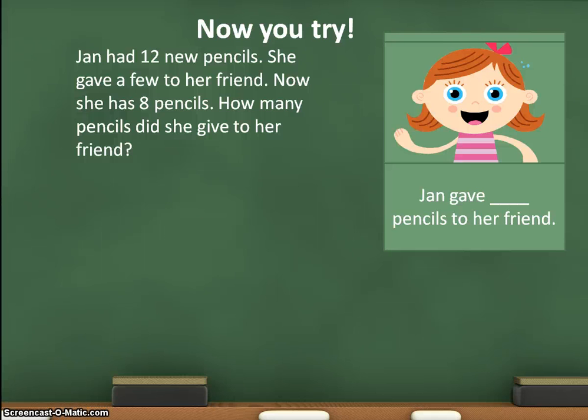Now that you have heard the problem again, go to your virtual manipulatives, model the problem again, and this time perform the mathematical operation needed to solve the problem. Pause the video now to work. Press play when you are ready to check.